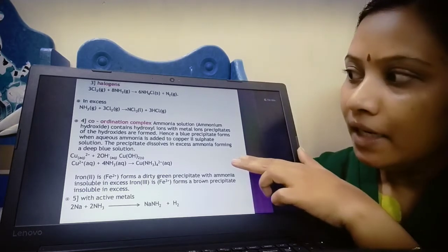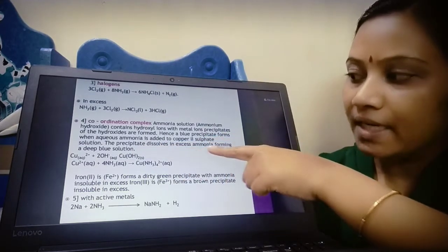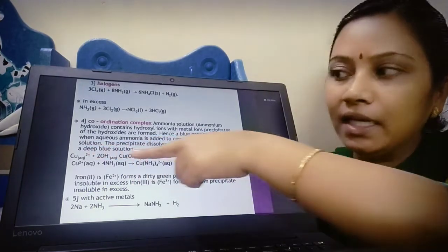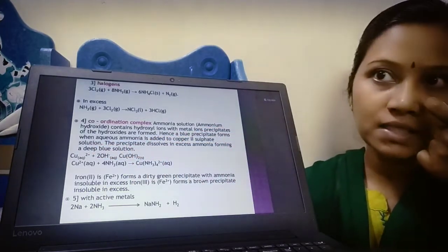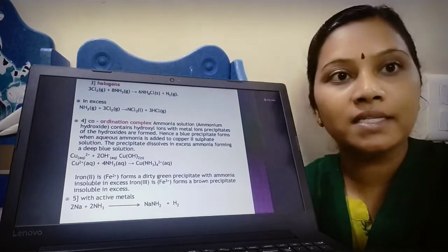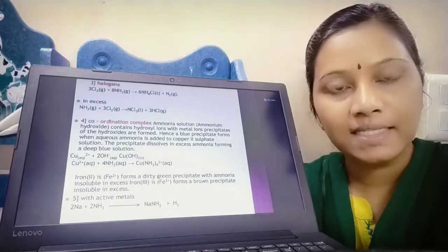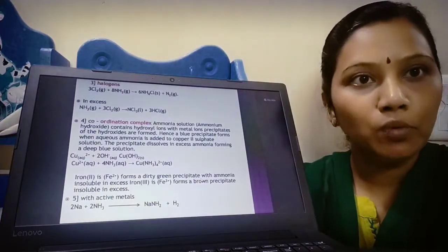Now this precipitate dissolves in excess of ammonia. As a result, you will be getting a deep blue solution. When I drop this precipitate in excess of ammonia solution, the precipitate dissolves very nicely and I will be getting a deep blue solution.